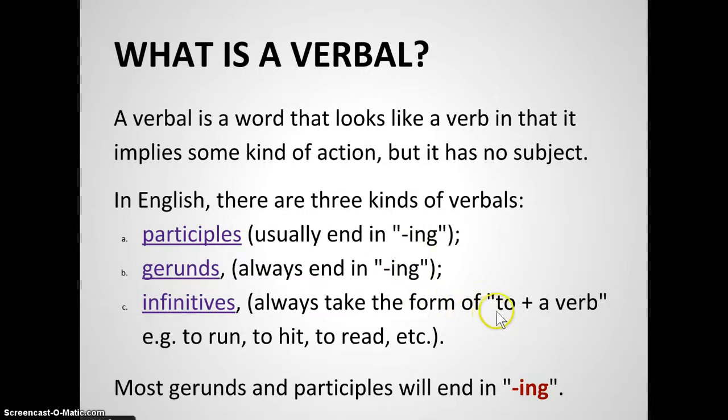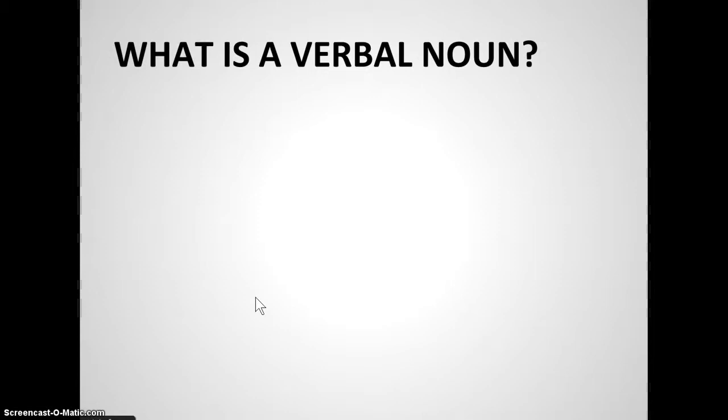And then infinitives are very easy to recognize because they're always the preposition to with a verb. To run, to hit, to read, etc. Now be careful, because if you have the preposition to with a noun, you have a prepositional phrase. But when you have a preposition to with a verb, as you have here, then you have an infinitive. At any rate, participles, gerunds, infinitives are the three verbals in English grammar.